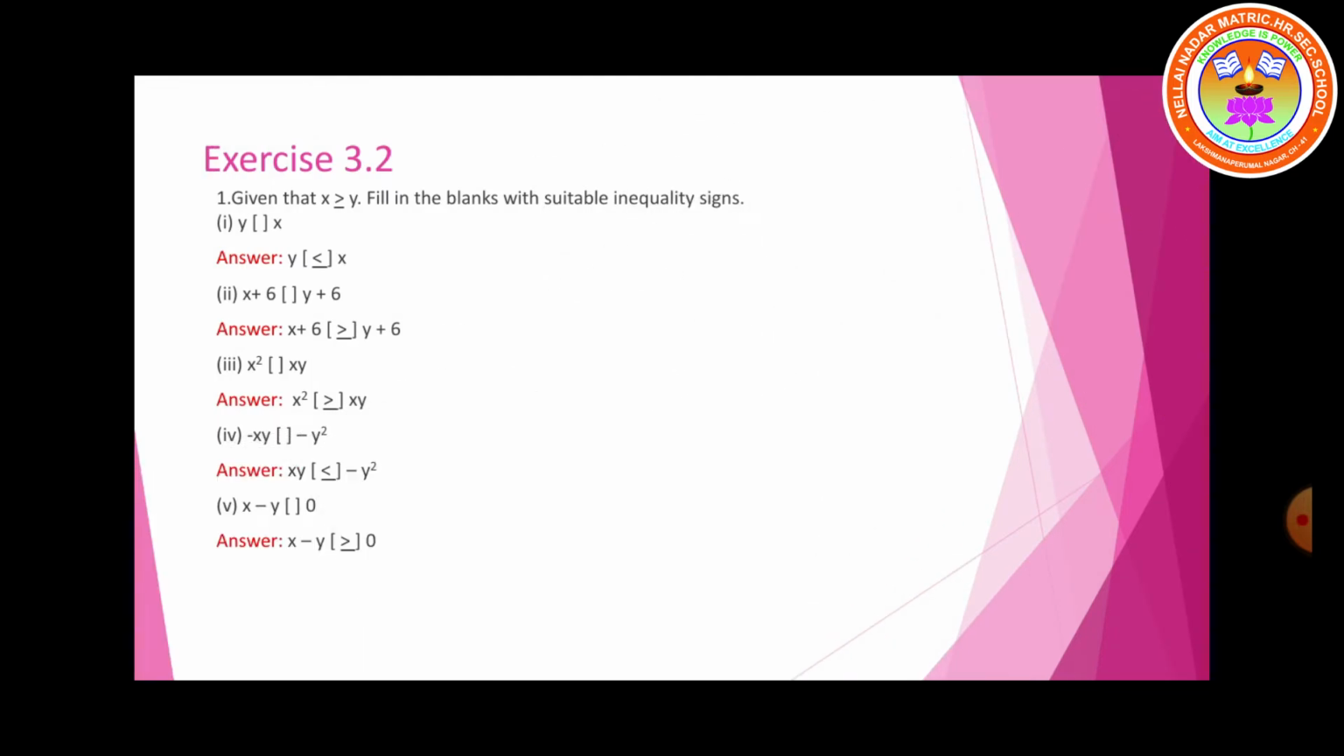Exercise 3.2. First one, given that x greater or equal to y, fill in the blanks with a suitable inequality sign. Y box x. The answer is y less than or equal to x. X plus 6 box y plus 6. The answer is x plus 6 greater or equal to y plus 6. X square box xy. The answer is x square greater or equal to xy.